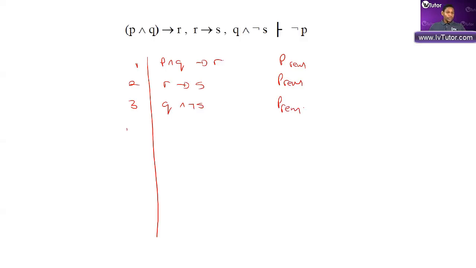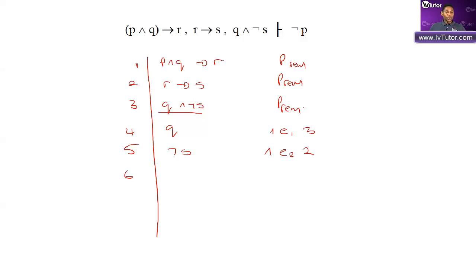So number 4, I've got a conjunction here. So I can have Q is true. So this is conjunction elimination, position 1 on number 3. The number 5, I can have not S is true, conjunction elimination on number 3. This is straightforward. Right.